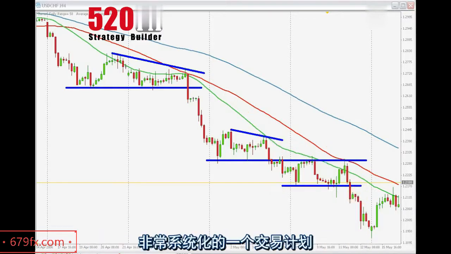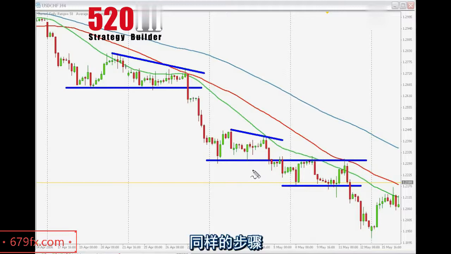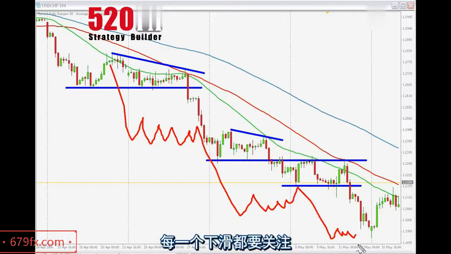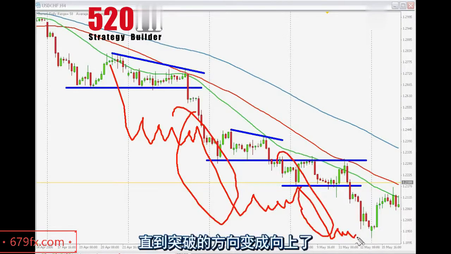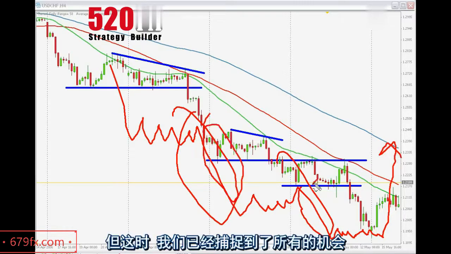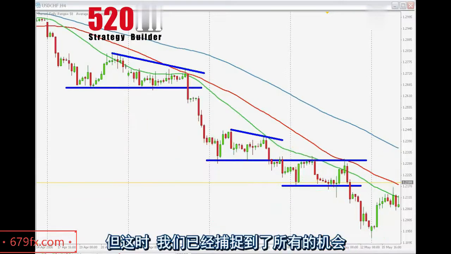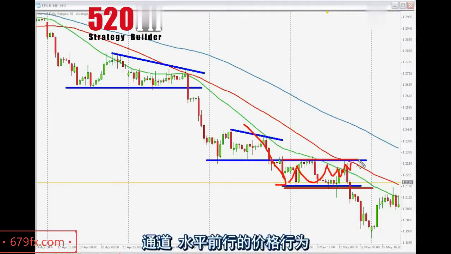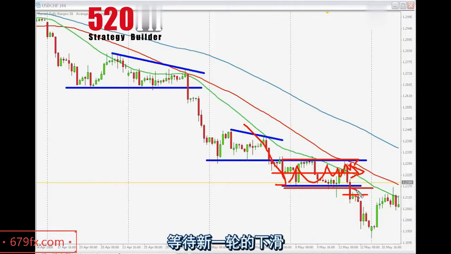It's a very mechanical trade plan. All right, it repeats. It's the same pattern over and over and over. Swing down, consolidation, swing down, consolidation, swing down, consolidation, and so on. We will keep on exploiting every swing down until eventually we break to the upside. Once that happens, the trend is over, but in the meantime we've profited from every opportunity that trend has given out. Analyze what price is doing. Swing down, consolidation, range, you see a sideways price action. Search for the breakout, guys. Search for the breakout to the downside for a new swing down.